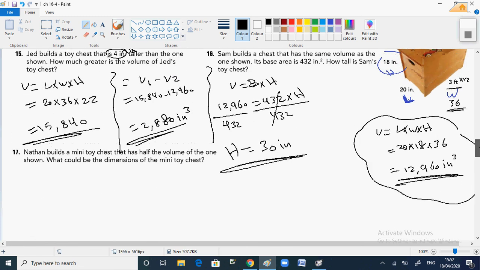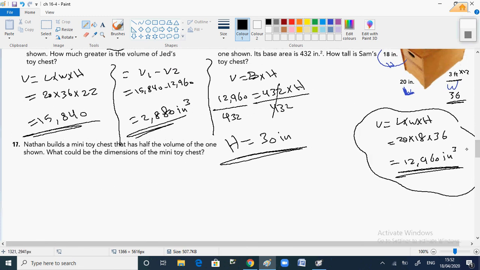Okay. Now for the last question, number 17. Nathan builds a mini toy chest that has half the volume of the one shown. What could be the dimensions of the mini toy chest? Because it's the half, I can say volume is length by width by height. Volume is length 20, width 36, and the height 9 because it's the half, right? So what's the answer? 6,480 cubic inches, right? I divided this by 2 because it's the half.